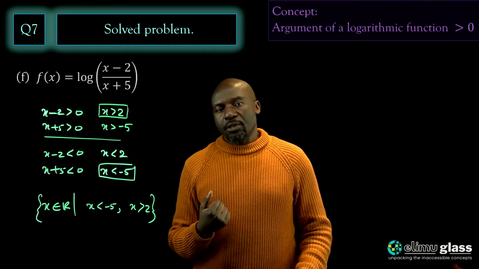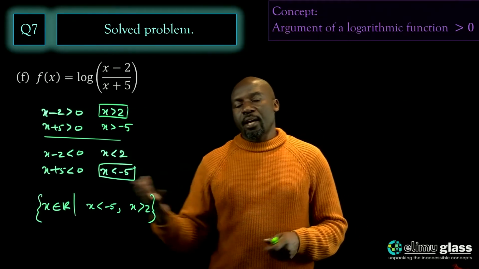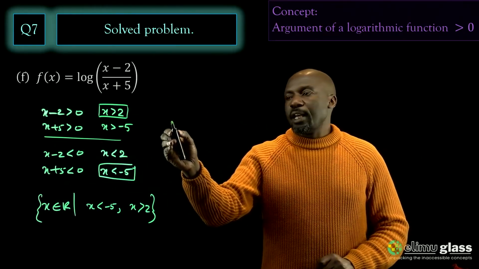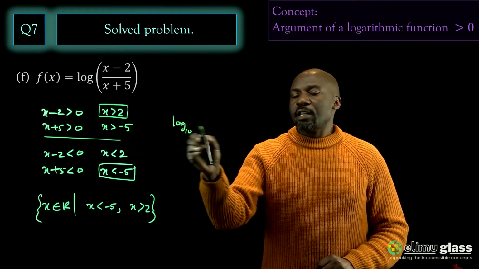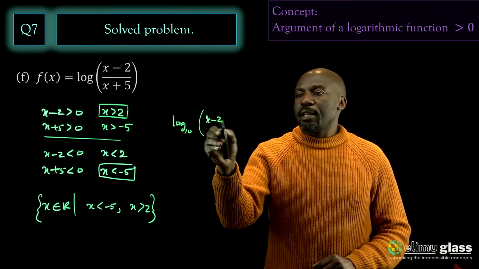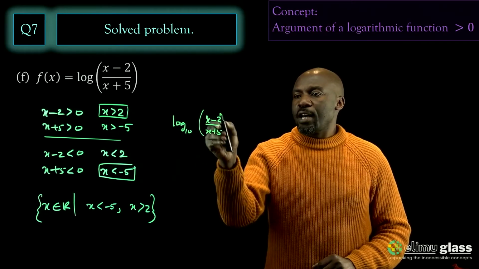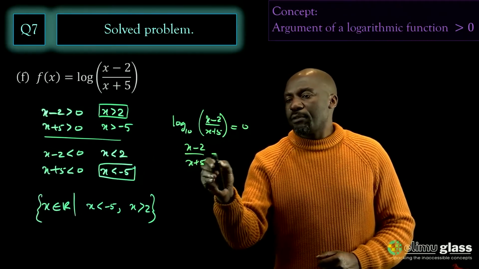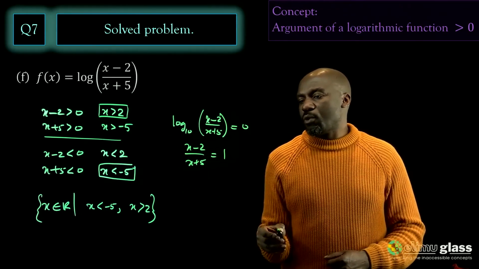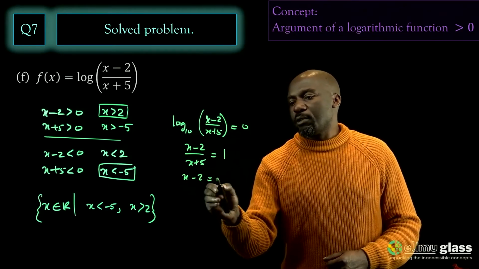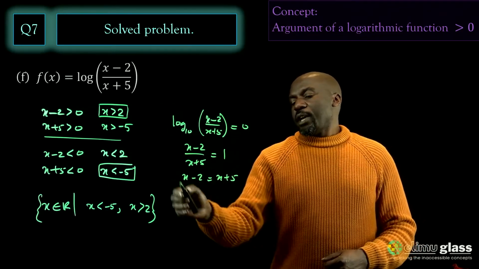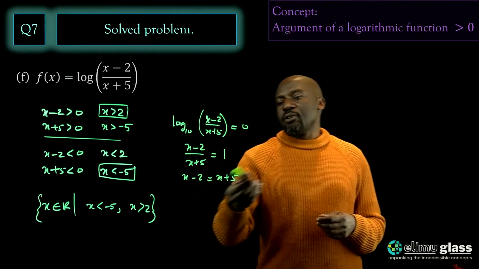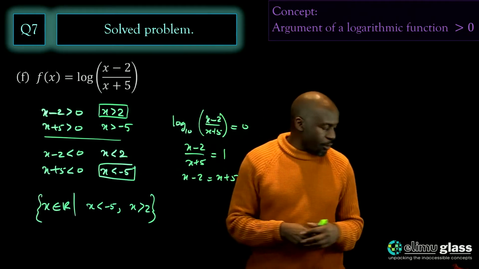Okay? Where does it cross the x-axis? It crosses the x-axis where y is 0. So we can make y 0. We can say log to whatever base, that's base 10, of x minus 2 over x plus 5 must be 0. Well, that means x minus 2 over x plus 5 must be 10 power 0, which is 1. Cross multiply, x minus 2 is x plus 5. We are ending up with x minus 2 is equal to x plus 5, which is also not possible.